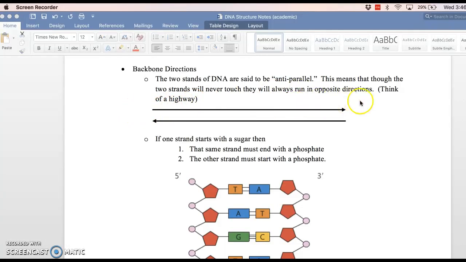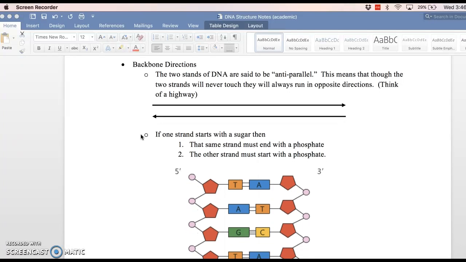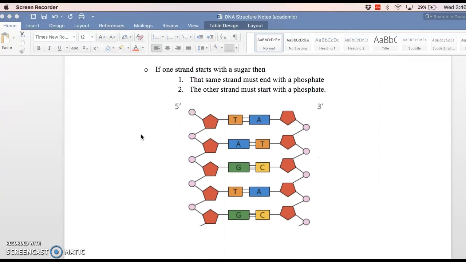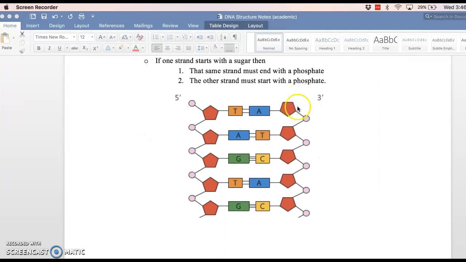This top arrow is coming off this direction. This bottom arrow is going off this direction. You can think of this like a highway. You wouldn't want your highways to be perfectly parallel, where they're always going to be going in the same direction. You want them to be going back and forth. That way you're able to come back from wherever your original destination is. What that also means is that if one strand starts with a sugar, like our side over here, it has to end with a phosphate. So you're not going to see anything starting and ending with a sugar. If it starts with a sugar, it's going to end with a phosphate.